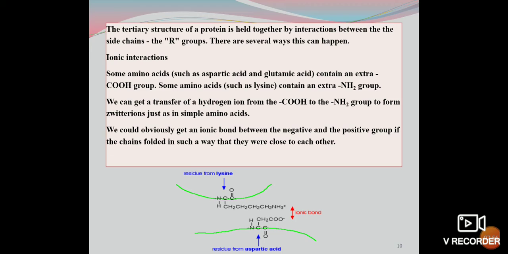So we can get a transfer of a hydrogen ion from the carboxylic group to the NH2 group to form zwitterions, just as in simple amino acids. We could obviously get an ionic bond between the negative and positive groups if the chains folded in such a way that they were close to each other. So here we see the ionic bond that is formed between two chains, the R groups, and the zwitterionic structure.